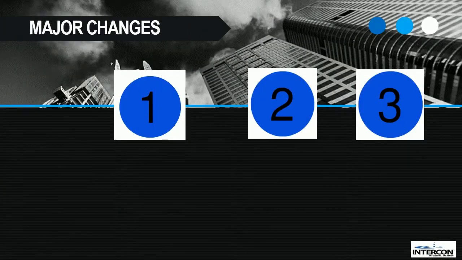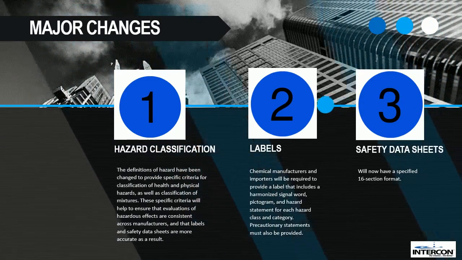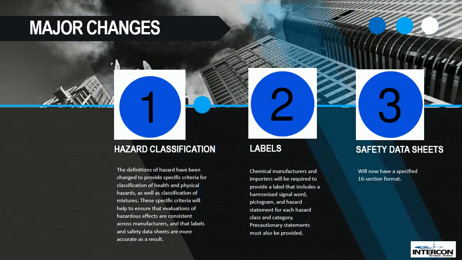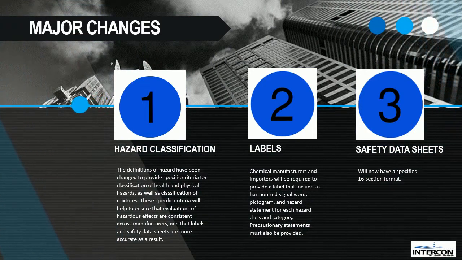The three major changes are: hazard classification definitions have been changed, labels have been standardized, and material safety data sheets are now safety data sheets with a specified 16-section format.